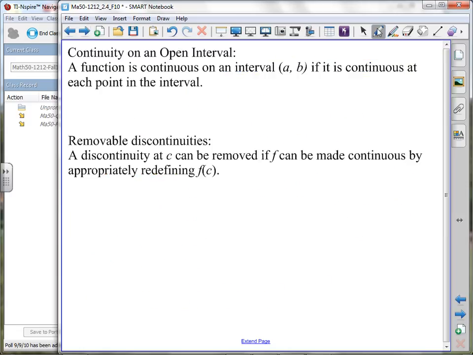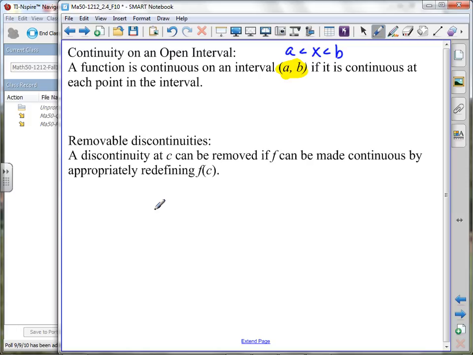Continuity on an open interval. Okay. What we have is, first of all, we've got to make sure everyone understands what this notation stands for. Right here, that's not a point, it's an open interval. Another way of expressing the open interval would be to say that a is less than the input is less than b. And I know it's less than and not less than or equal to because they're parentheses.